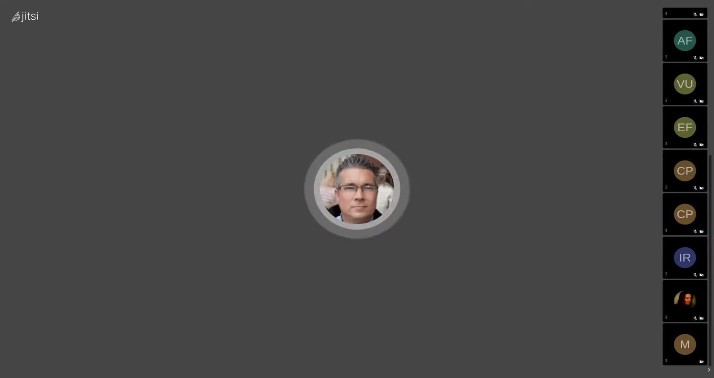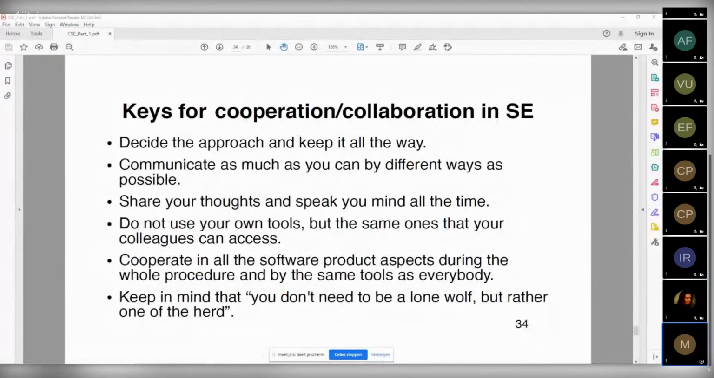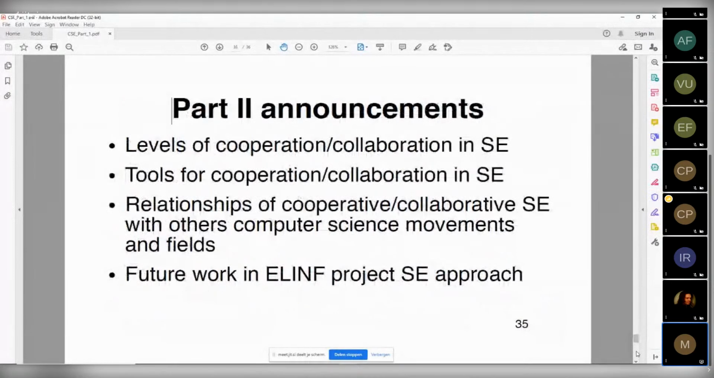Okay? And I wanted to give some announcements of the things we are going to talk about next Monday. We will talk about the levels of cooperation, as I did. I will go deeper at the team level, at the company level, and at the country level, and I will also give some information about the tools for cooperation and collaboration for software development.